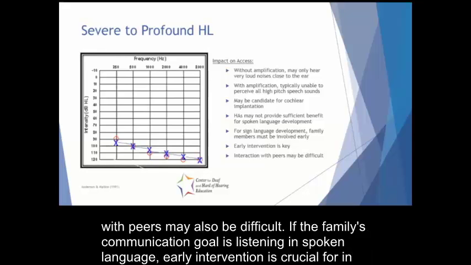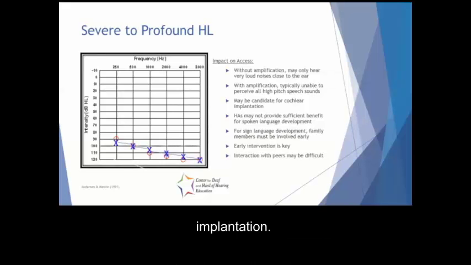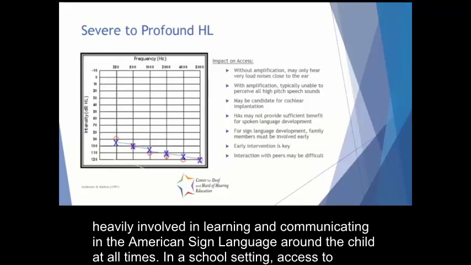Interaction with peers may also be difficult. If the family's communication goal is listening and spoken language, early intervention is crucial for this population. A child with this degree of hearing loss will not develop spoken language appropriately without amplification or cochlear implantation. Should a visual language be chosen as the primary communication mode, such as American Sign Language, it's important that the family is heavily involved in learning and communicating in American Sign Language around the child at all times.